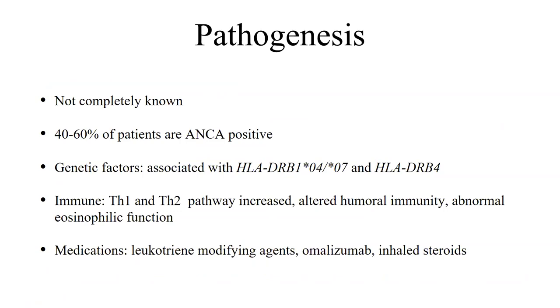Pathogenesis is not completely understood yet, but they think it's a combination between genetic factors and acquired determinants of infection or of the disease, and then more at an immune level as well. So 40 to 60% of the patients are ANCA positive. Genetic factors include an association with HLA alleles listed here. In terms of the immune pathways, it's thought to have an elevated TH1 and TH2 pathway, altered humoral immunity, abnormal eosinophilic function as well.